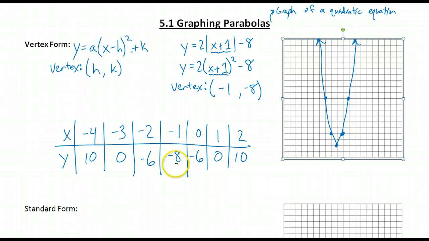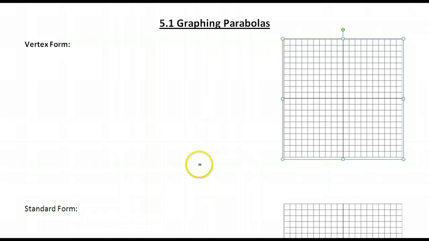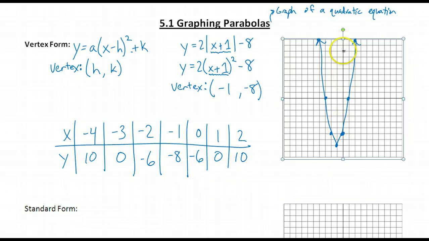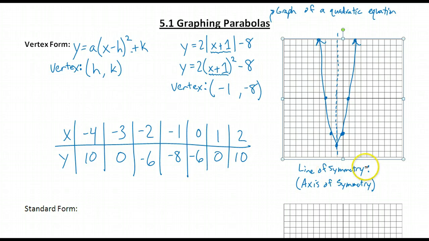If you look at the table, the numbers on the left and the right should be the same. Because our parabola is symmetric, there is going to be a line of symmetry. The line of symmetry sometimes is called the axis of symmetry. The line of symmetry is a vertical line, so the equation of that vertical line is going to be x equals a number. In this case, it's going to be x equals -1.